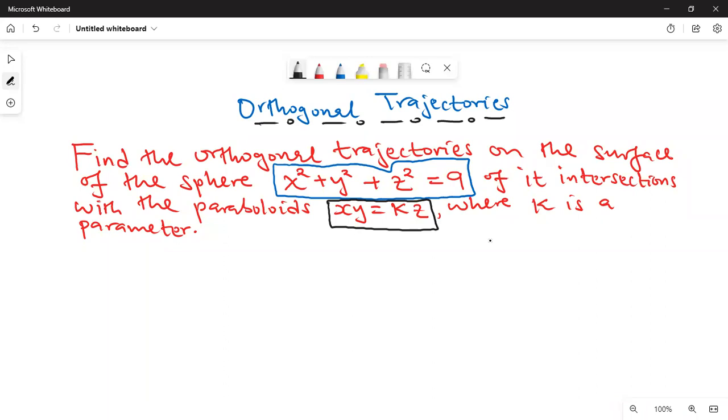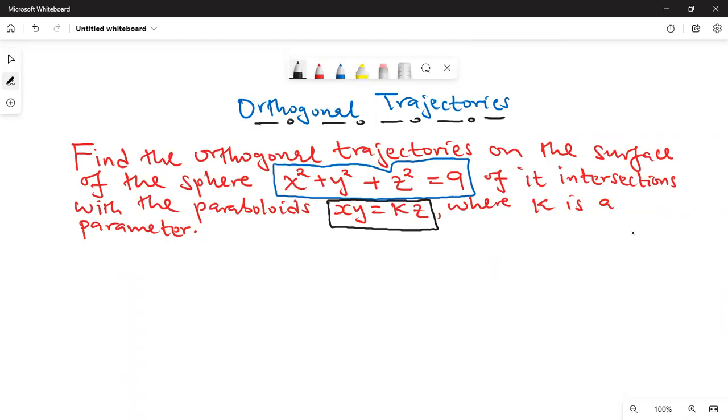So today we are going to look at something on orthogonal trajectories, and the question is how to find the orthogonal trajectories on the surface of the sphere. We are told x squared plus y squared plus z squared is equal to 9 of its intersections with the paraboloids xy is equal to k times z, where k is a parameter or a constant.